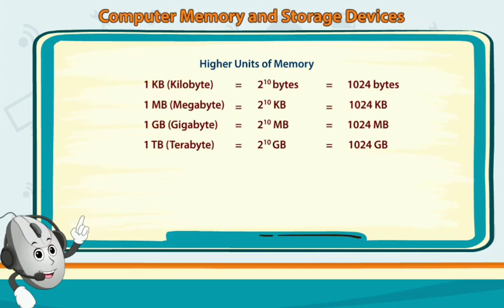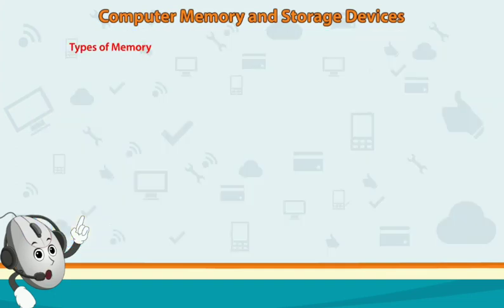1 TB, TB means terabyte. 1 TB equal to 2 raised to 10 GB, gigabyte. So 1 TB equal to 1024 gigabytes. Now 1 PB, PB means petabyte. 1 PB means 2 raised to 10 TB. 1 petabyte equal to 1024 terabyte. So here the smallest unit is bit and the biggest unit is PB, petabyte.